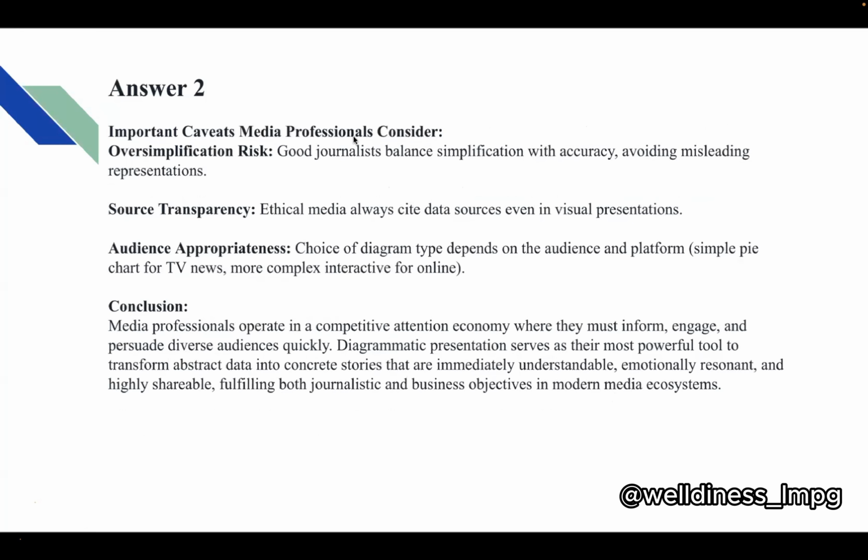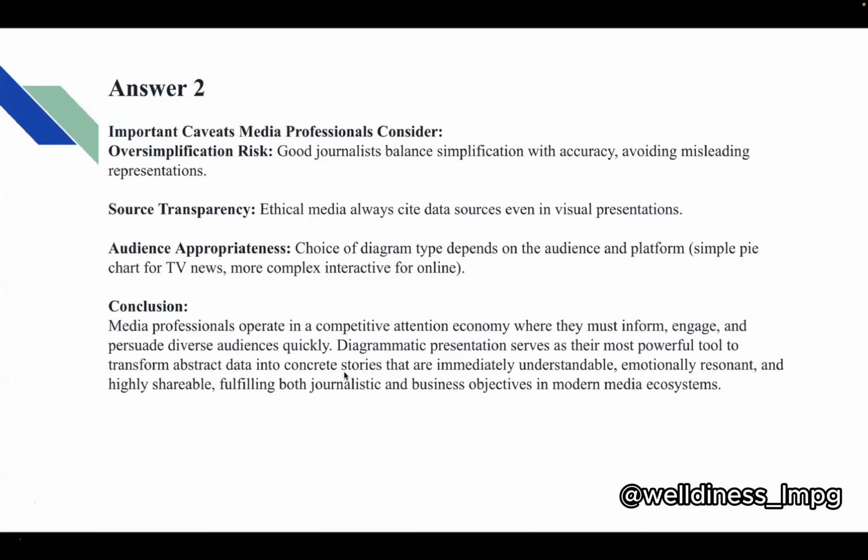Now, important caveats media professionals need to consider when they're using diagrammatic presentation of data. Oversimplification risk. Good journalists balance simplification with accuracy. So you will not sacrifice accuracy because you want to just present data in a simple form, avoiding misleading representation. Because you and I both know that fake news is a serious challenge in today's social media and in journalism in general. Source transparency. Ethical media always cite data sources, even in visual representation. Audience appropriateness. Choice of diagram type depends on the audience and platform. Simple pie chart for TV news, more complex interactive for online.